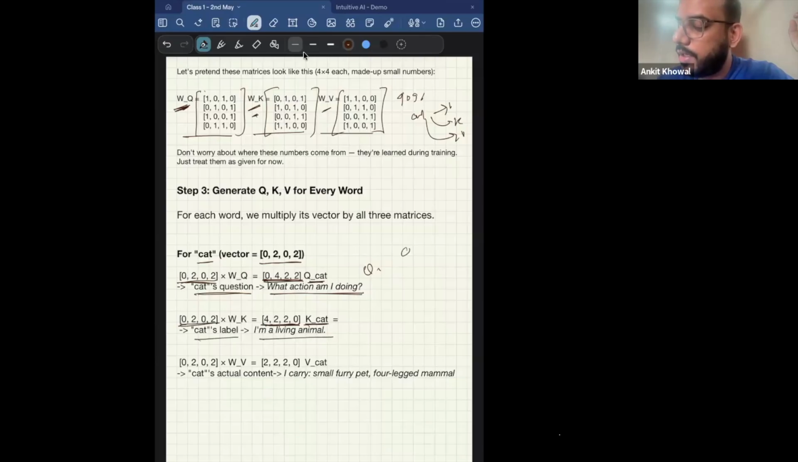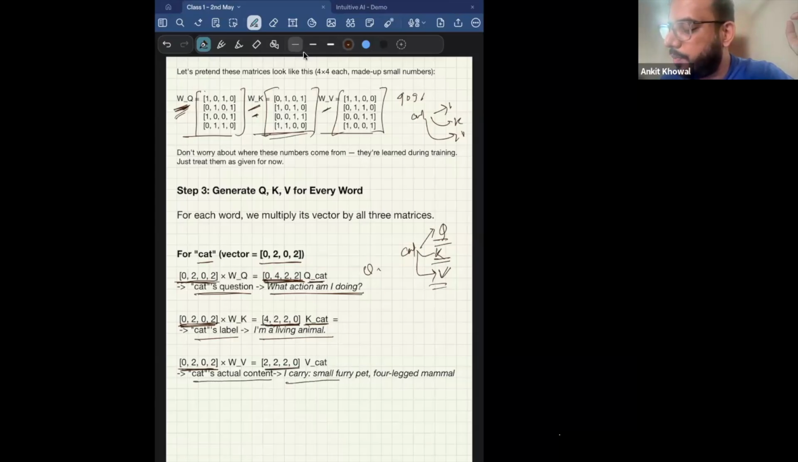Every word has a query, key, and value. So how do we form these vectors is what I'm explaining. I take the initial vector, multiply it by this matrix, I get this. I take the initial vector, multiply it by this matrix, I get this. I take the initial vector, multiply it with the value matrix, and I get this. And what is the value? Cat's actual content.